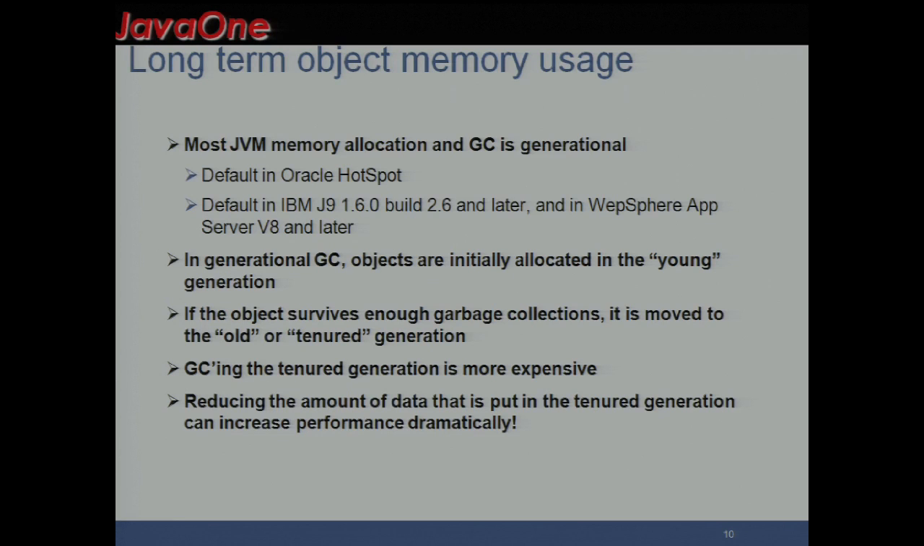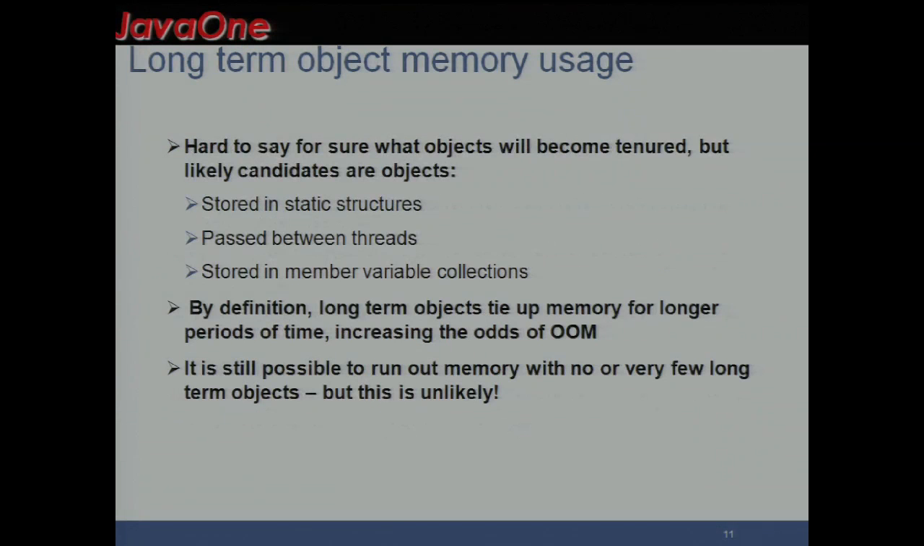And GC in the tenured generation is a lot more expensive. So if you can reduce the amount of data that gets stuck in the tenured generation, you can really increase your performance quite a bit. It's hard to say for sure what objects are going to become tenured, but likely candidates are things that are stored in static structures, passed between threads, or stored in collections.